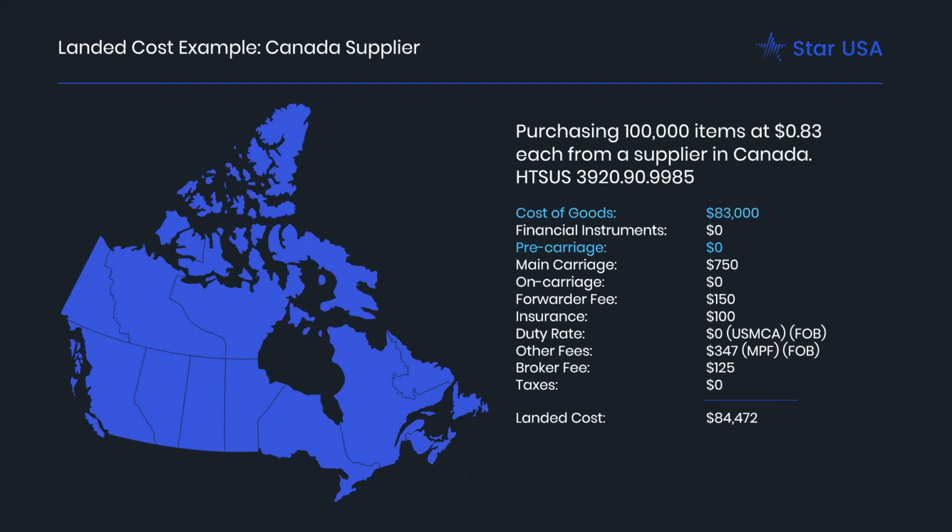And the FOB basis that I'm talking about there is applying to the cost of goods and the pre-carriage costs, not the main carriage and the on carriage, which typically don't get tabulated as part of the Canadian import process.